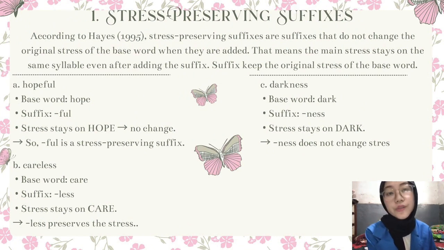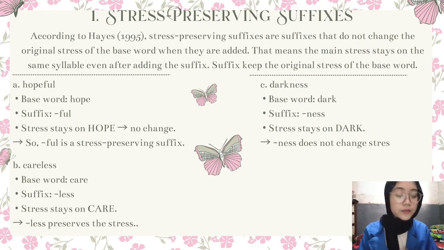So I found 3 stress-preserving suffixes here based on the story. Number 1 is hopeful. The base word is hope, the suffix is full. Stress stays on hope, there's no change. So full is a stress-preserving suffix. Number 2, careless. Base word is care, the suffix is less. So stress stays on care. Less preserves the stress. Number 3 is darkness. Base word is dark, the suffix is ness, so the stress stays on dark. Ness does not change stress. So the answer for number 1 is hopeful, careless, and darkness.